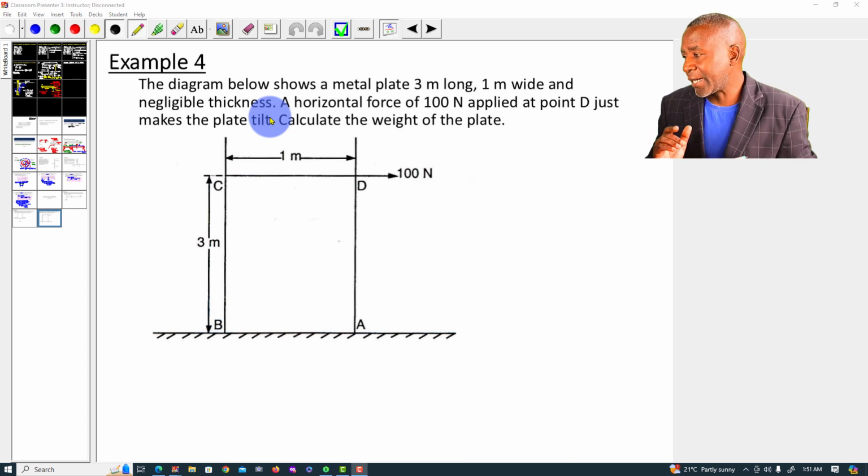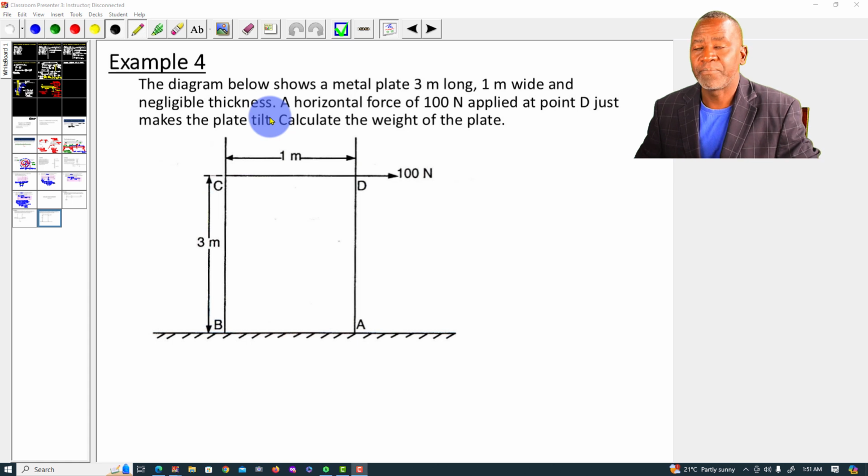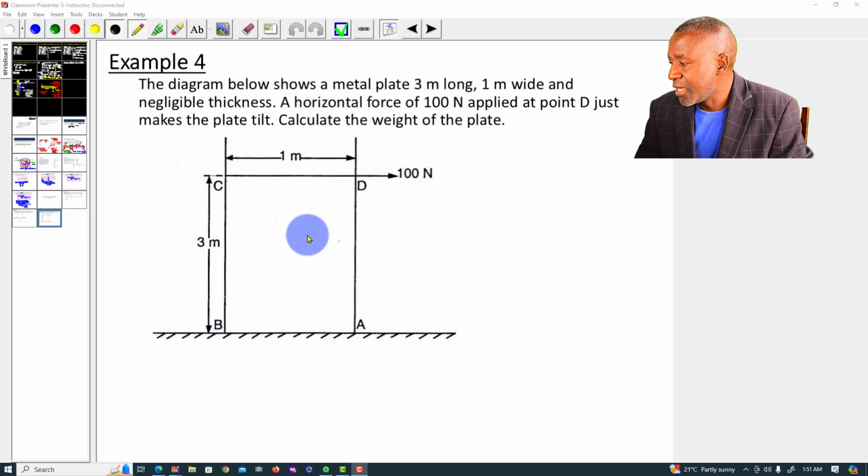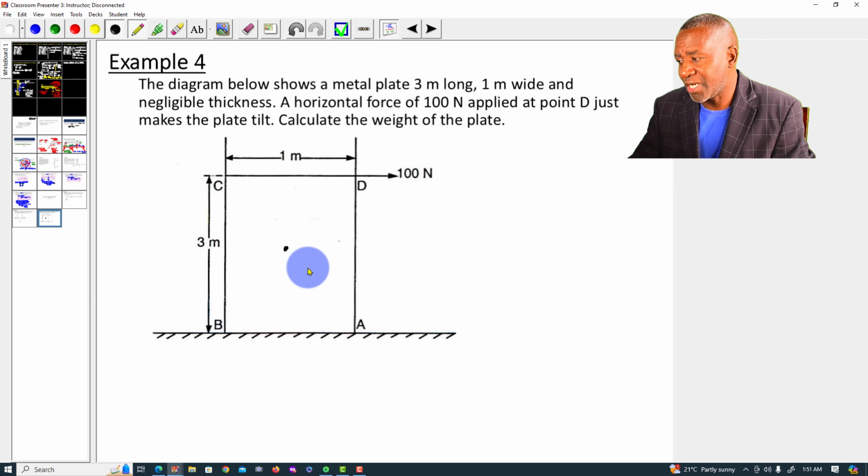If you're given a rectangle such as this one here, the center of gravity is at the point where the diagonals intersect or meet. So if you draw a diagonal from this point, you put a ruler here and then you draw a line here and then a line here. You're drawing diagonals. Where they meet is where you expect to find the center of gravity. So this must be the center of gravity, the point of intersection of the diagonals.